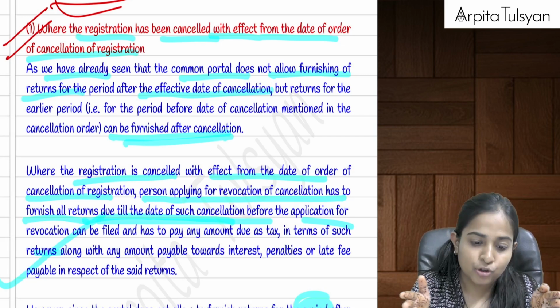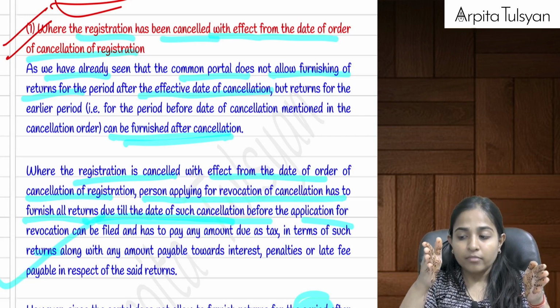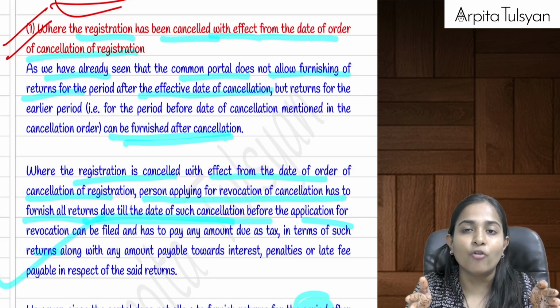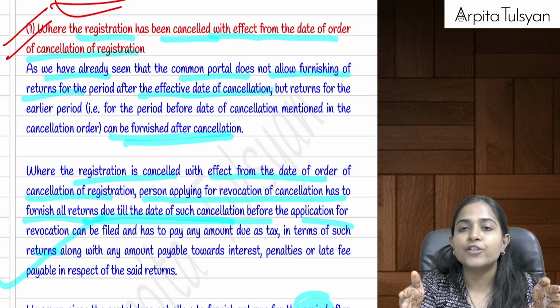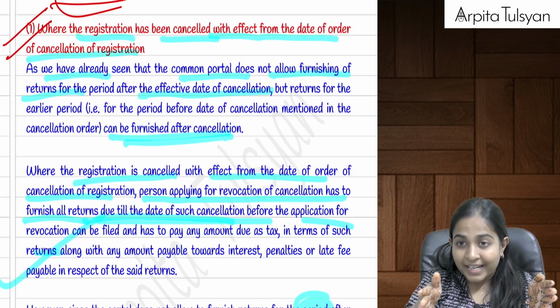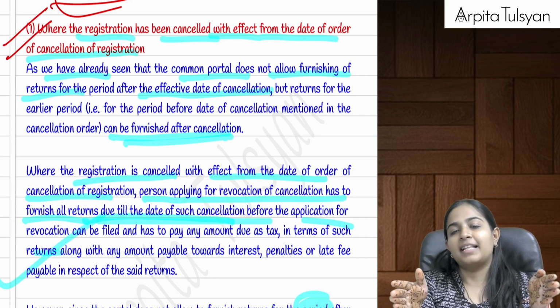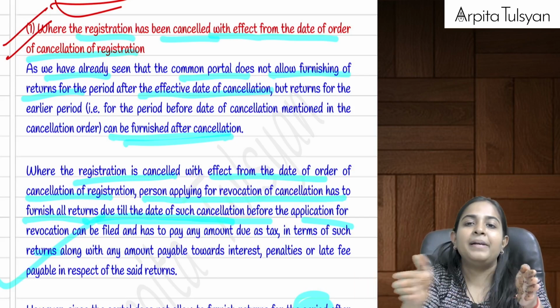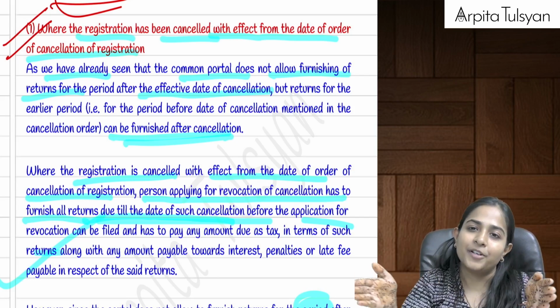This is the portal's issue. If you have filed an application for revocation of cancellation, then once your application has been accepted, within a period of 30 days, please go and file the returns for this particular period.